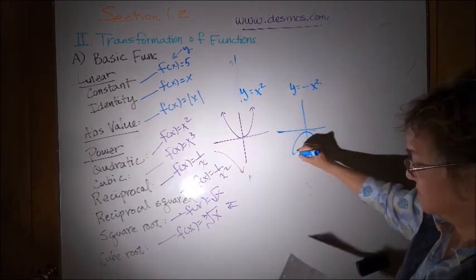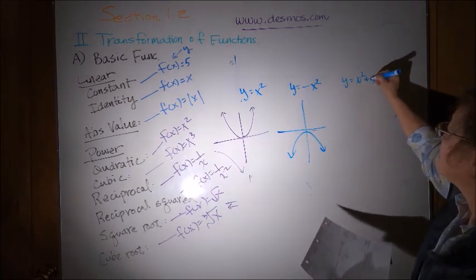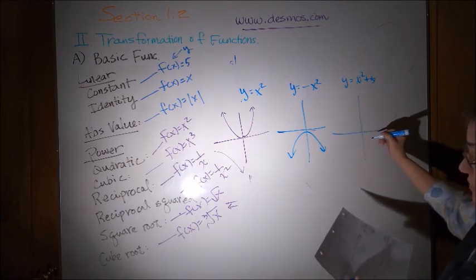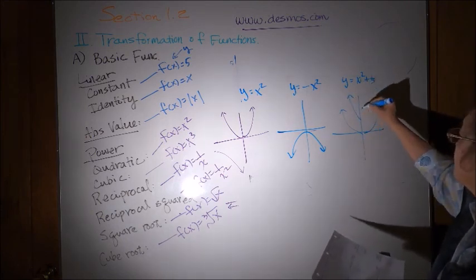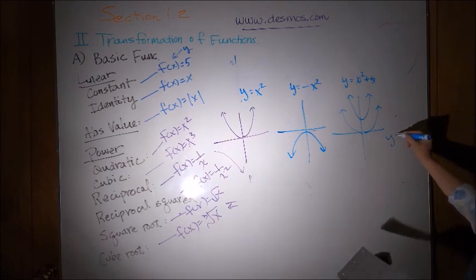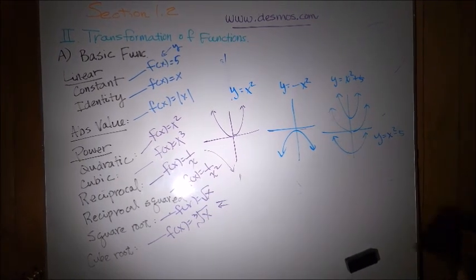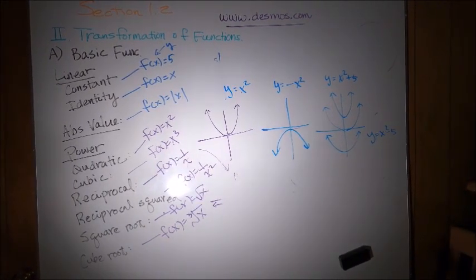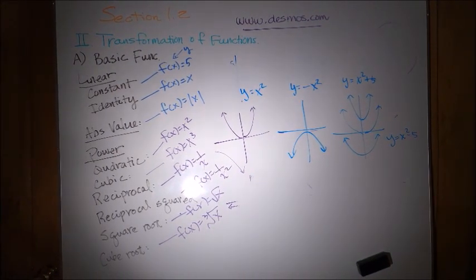It flips upside down. Then if y equals x squared plus 5, what will happen? Everything moves up by 5. If y equals x squared minus 5, it moves down like that. So that's on your page 6 for you to review. So that's your section 1.2.